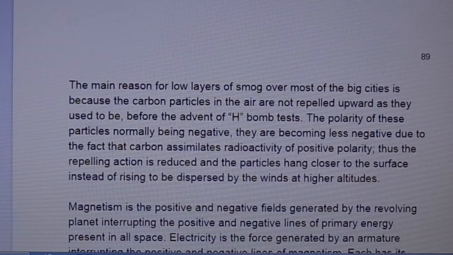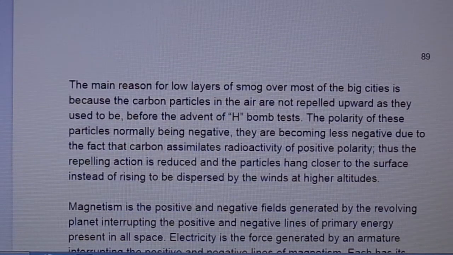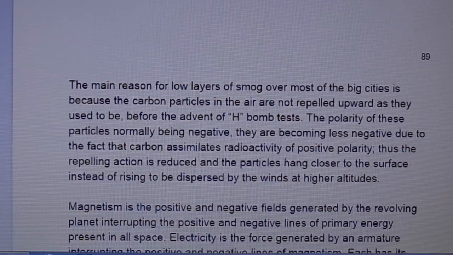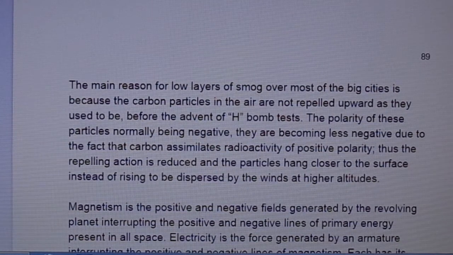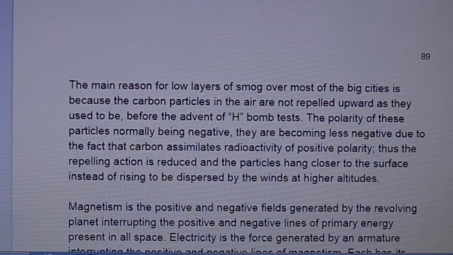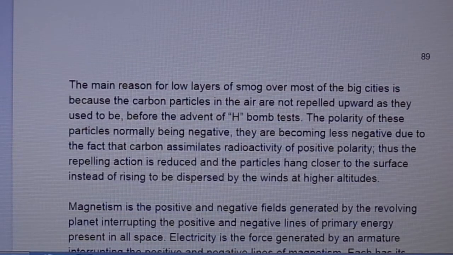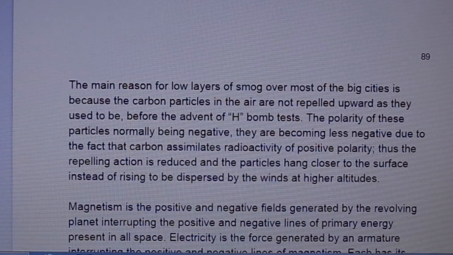The main reason for low layers of smog over most of the big cities is because the carbon particles in the air are not repelled upward as they used to be before the advent of H-bomb test. The polarity of these particles normally being negative, they are becoming less negative due to the fact that carbon assimilates radioactivity of positive polarity. Thus, the repelling action is reduced and the particles hang closer to the surface instead of rising to be dispersed by the winds at higher altitudes.